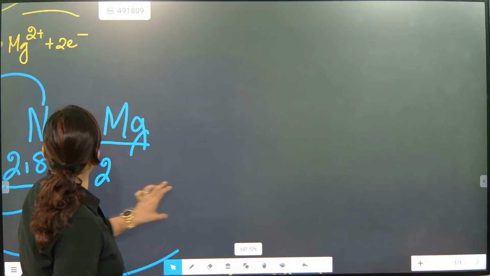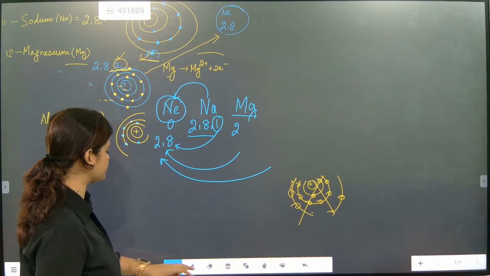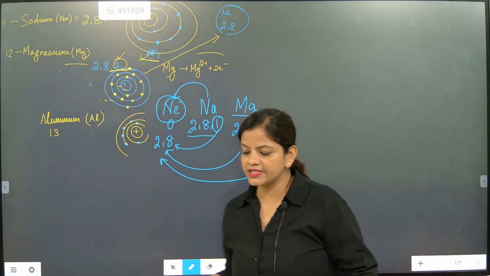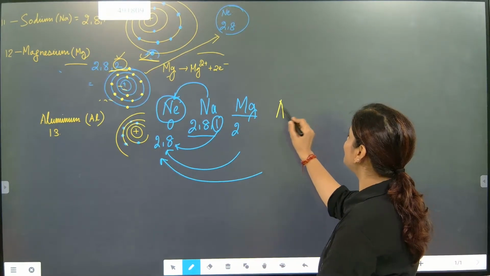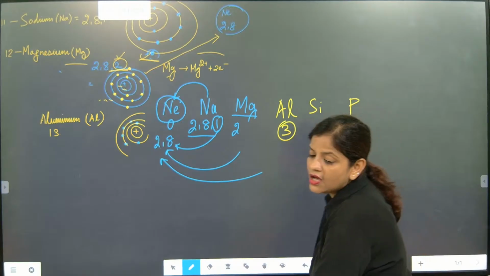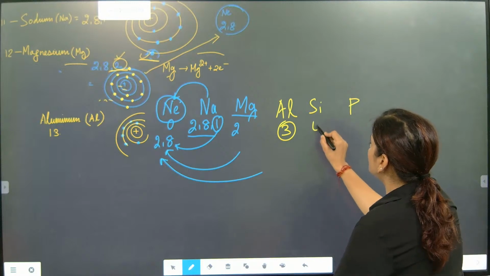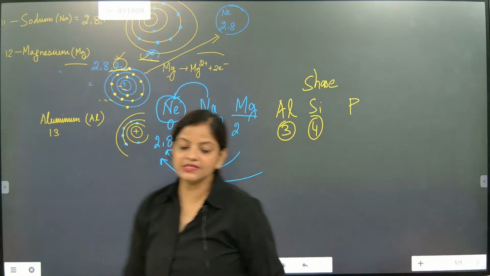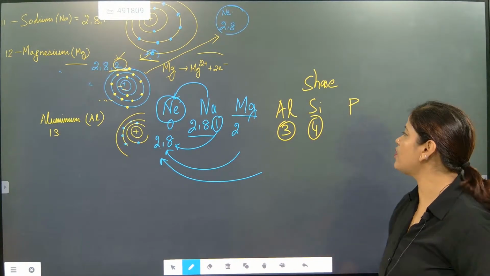Here we have learned about magnesium. After magnesium we were talking about sodium. So neon, sodium, magnesium, aluminium, silicon, phosphorus. Aluminium has 3 electrons in the outermost orbit, so it will give them and become stable. Silicon has 4, it will share. So what is the valency? The valency is coming as 4.